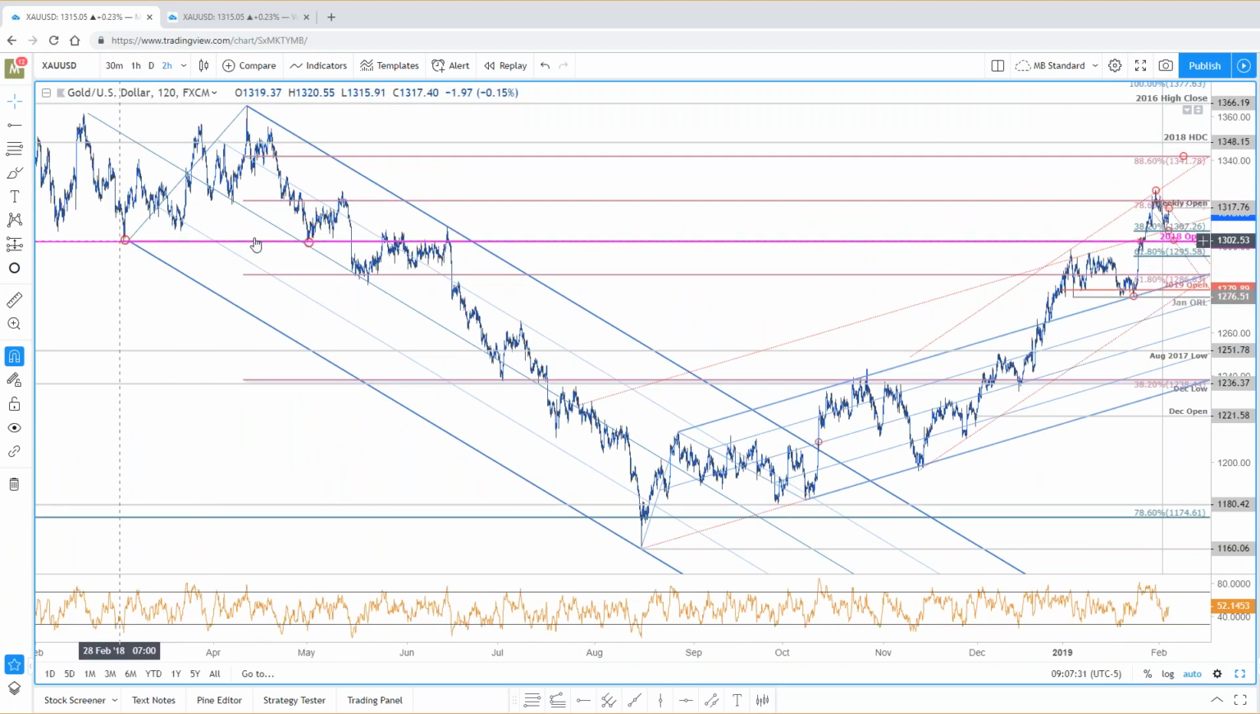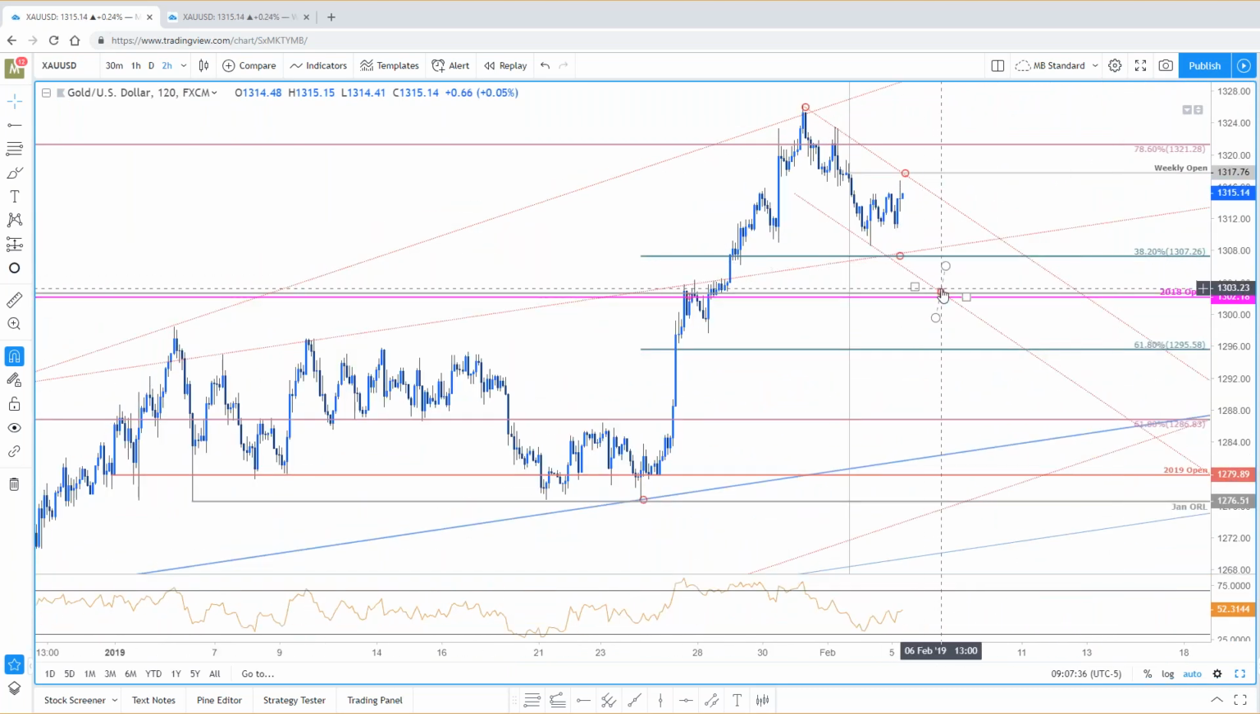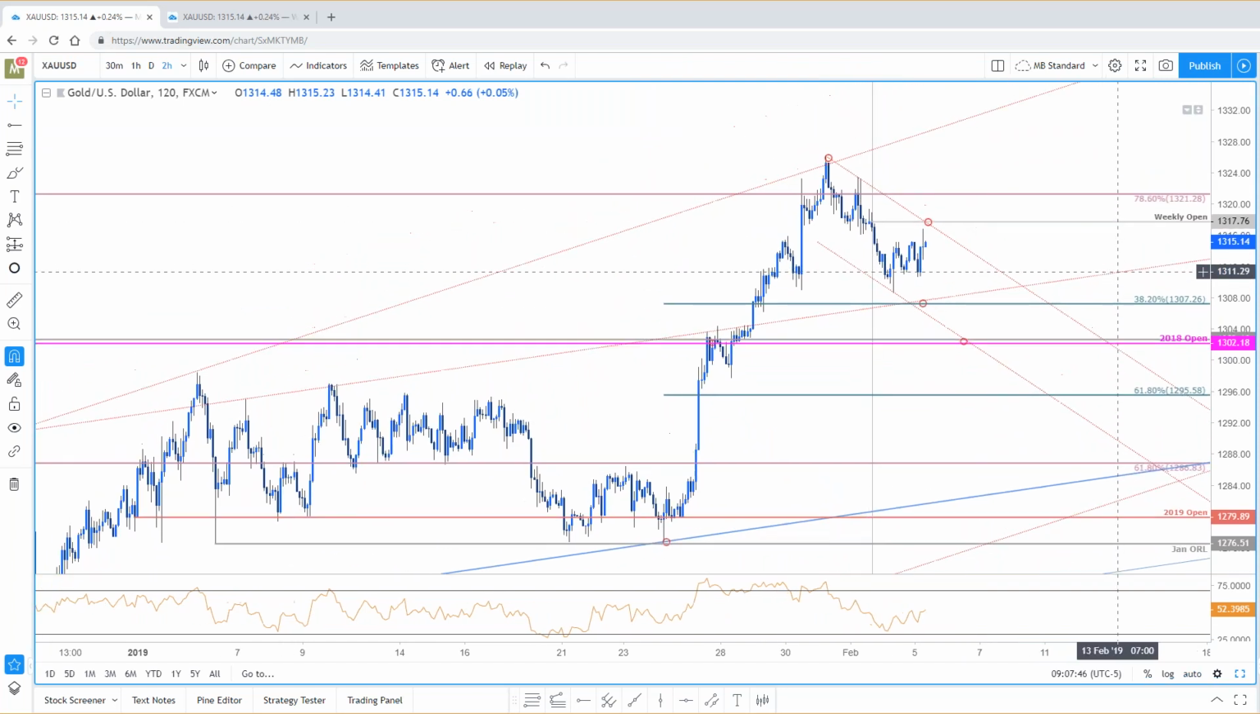Big range. We talked about this region at length. That's ideally where I'd like to see sort of more of an exhaustion trade entry, possibly for the long side. As long as we stay below 1317, guys, it's just my opinion that there's risk for the move lower.